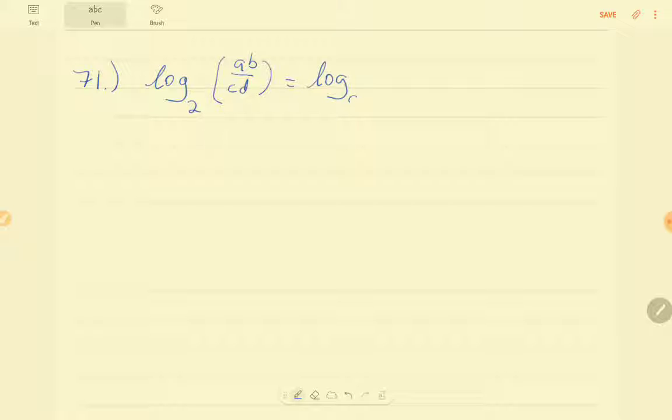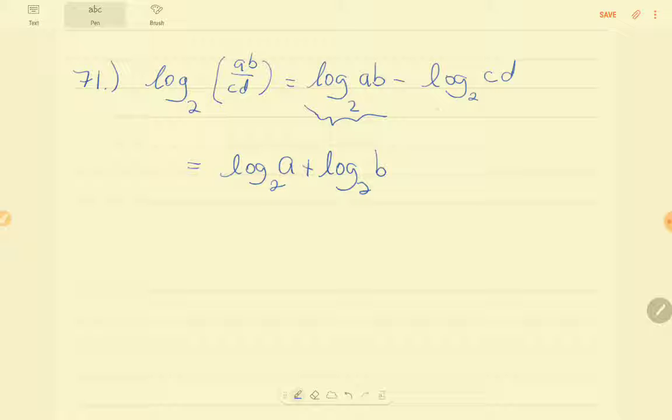So I would make that log base 2 of AB minus log base 2 of CD. And then, rewriting this part using the product rule, log base 2 of A plus log base 2 of B, and then I'm going to make this into a sum. I know that I'm going to have to distribute the negative, and so I'm going to end up with two minuses. So the log base 2 of C minus the log base 2 of D.